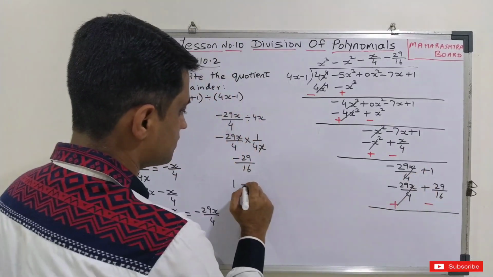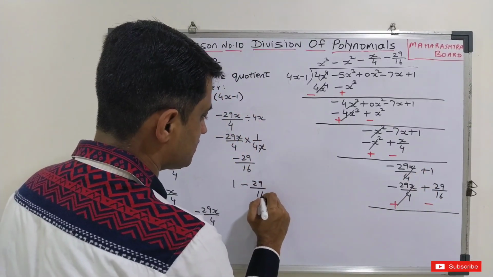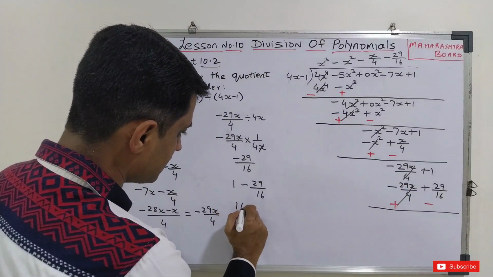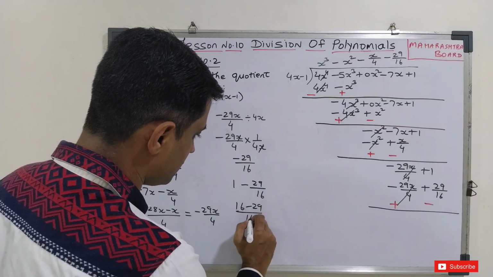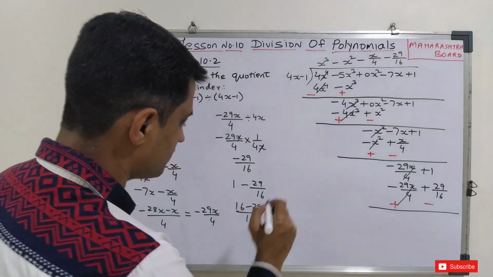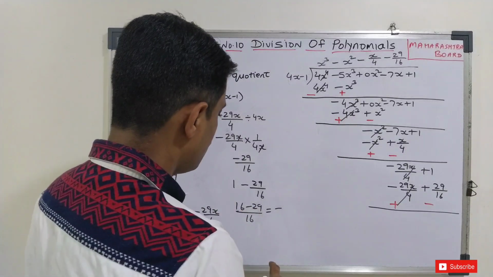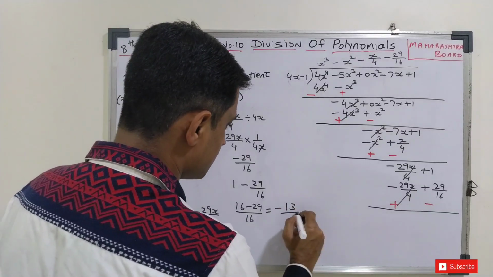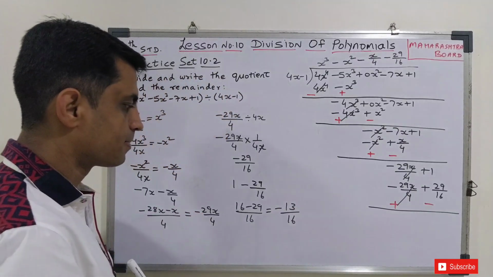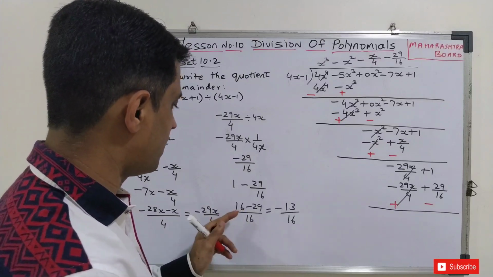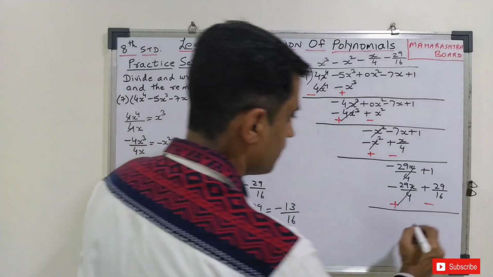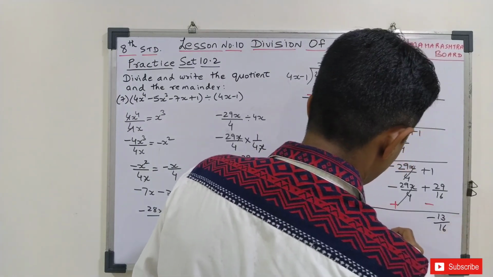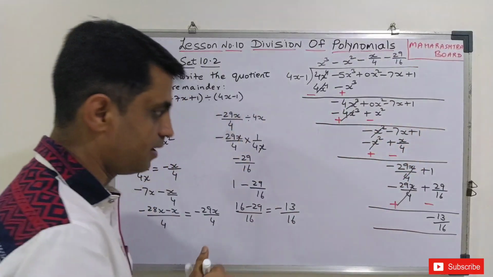1 minus 29 upon 16, students. Denominator is not same, so directly you can't do. 16 ones are 16 minus 29 upon 16. So here 16 minus 29. 9 minus 6 is 3. 2 minus 1 is 1. So minus 13 upon 16. Correct? 9 minus 6 is 3. 2 minus 1 is 1. So what we get here? Minus 13 upon 16. This will be the remainder.